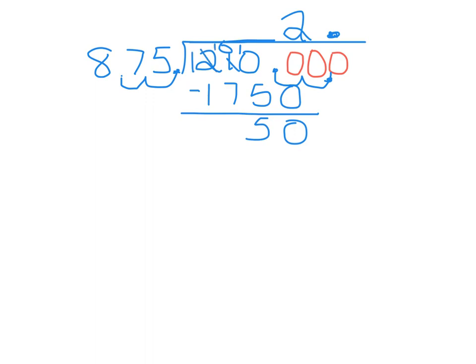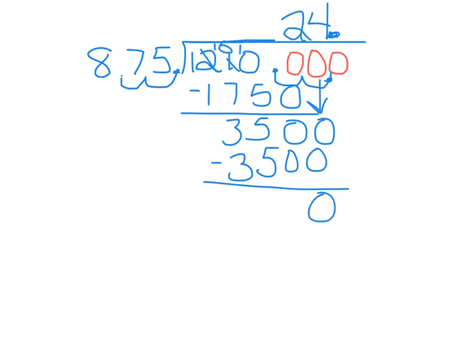Five, 3. Now I need to bring down this 0. And it goes in here 4 times. 4 times 875 is 3,500. And I subtract, and I have 0. So the answer is 24. So Aaron's car got 24 miles per gallon, and 24 is close to the estimate that we got of 25.